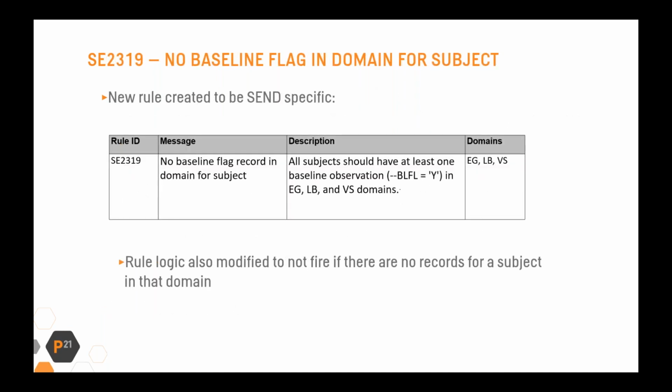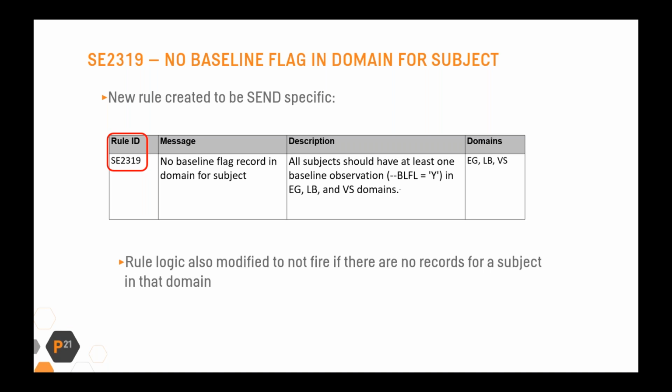So what did we replace it with? We replaced it with SE2319, no baseline flag and domain for subject. It's the same message, but it's SEND specific now. So you'll see that the rule ID has SE in it because it's SEND only. No baseline flag record and domain for subject.